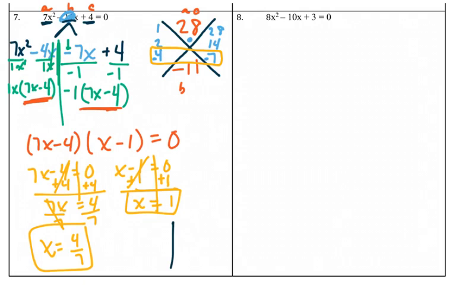Last but not least, we're going to sketch these solutions on a graph. X is 1 is right here. 4/7 is a fraction, so it's going to be right about here-ish. It's not a full 1, 4/7. So you connect your dots. And it makes a parabola that looks like that. Okay? Last but not least, try number 8. Same idea, x method. Get your factors, factor by grouping, solve, and figure out what x equals.